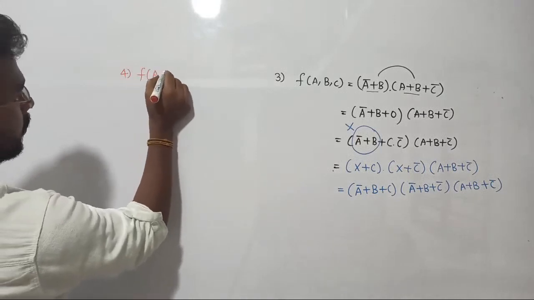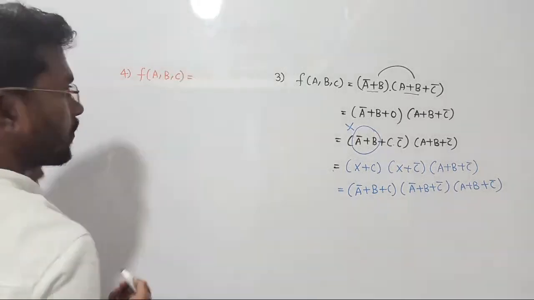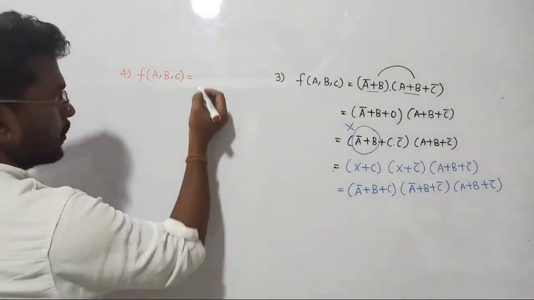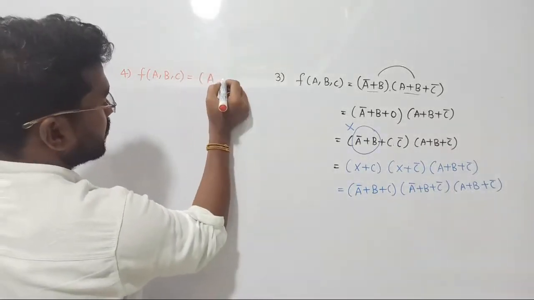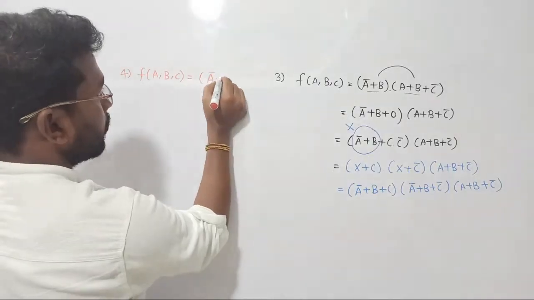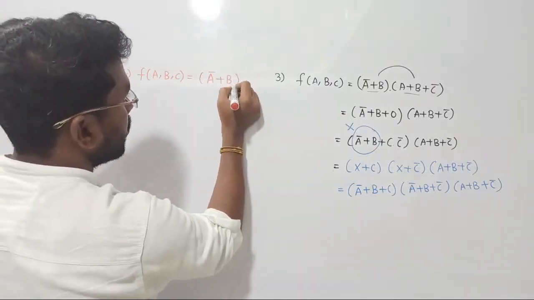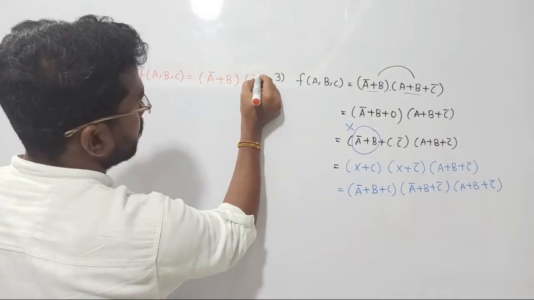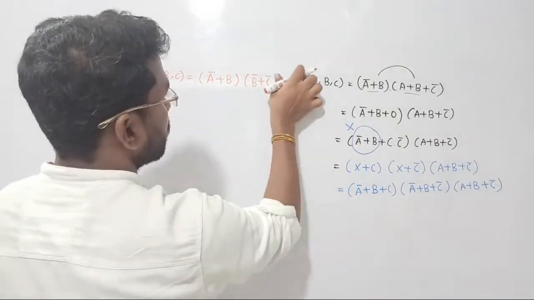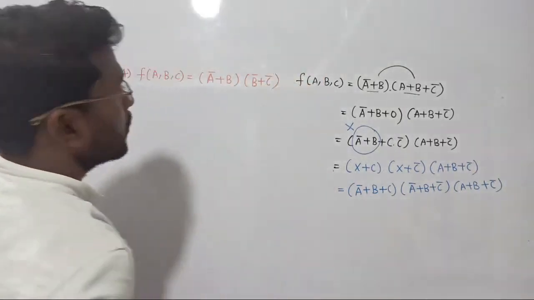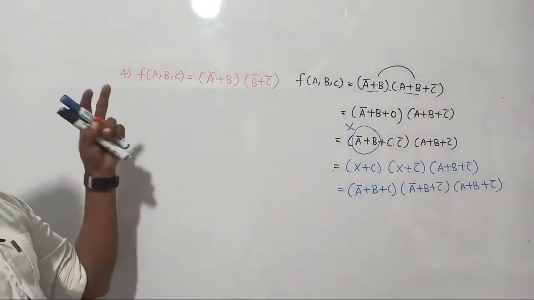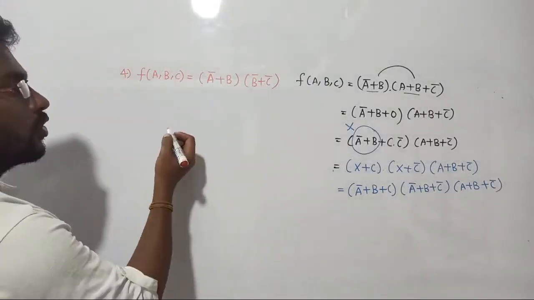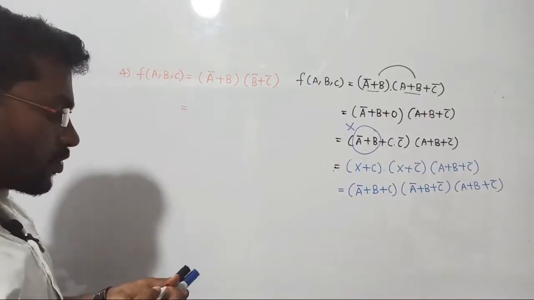Let us consider f of a comma b comma c, which is equal to, let me consider some functions. Let us consider a bar plus b bar, and let me consider b bar plus c bar. Is this function complete? No. If you notice this one, I understood one thing.